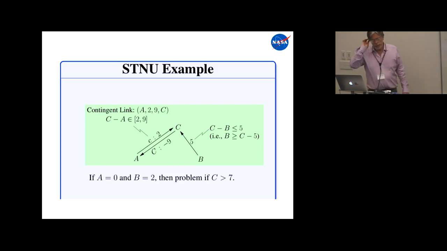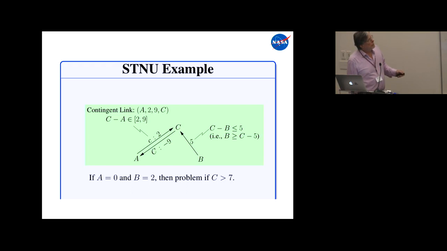Now let me go to an example that I think will illustrate the main challenge in dispatching networks with uncertainty. Here's a contingent link, which corresponds to this constraint in a distance graph. Here A and B are under control of the agent, and C is under control of nature. The problem comes when we don't adhere to what nature might do, right? So let's assign A to 0 and B to 2 without thinking.